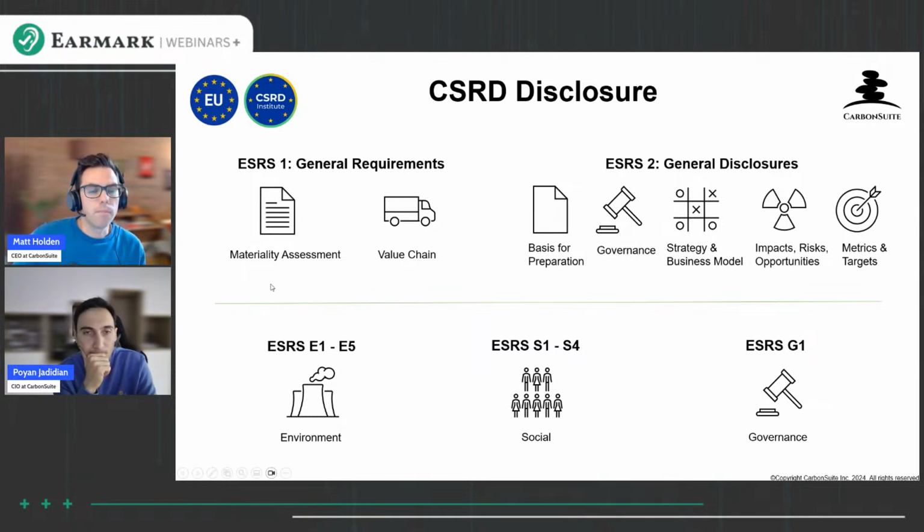CSRD is a bit more involved than the California mandate. It includes reporting on environmental, social, and governance related metrics, as well as reporting on risk assessment related to the business model of the company and the strategy of the company as far as how they're preparing for a world that has a changing climate. So a big piece of CSRD disclosure is something called a materiality assessment.